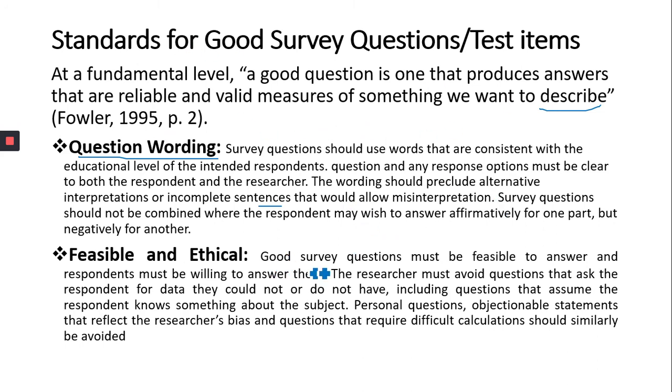Feasible and ethical. Good questions must be feasible to answer and the respondents must be willing to answer them. Don't ask questions which some people may not be willing to answer. They will not answer. In fact, you may be chased away. They say, no, please, I don't have time for you. The researcher must avoid questions that ask the respondents for data that they could not or do not have, and questions that assume the respondents know something about the subject.